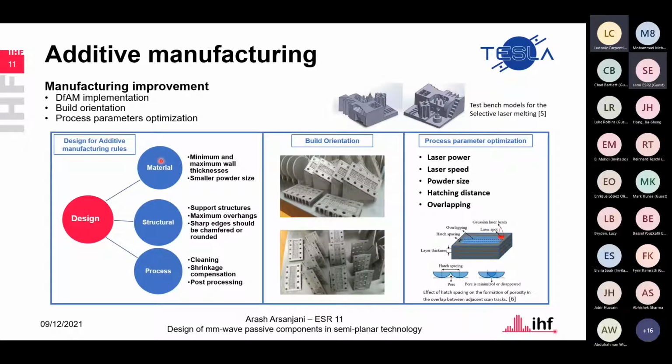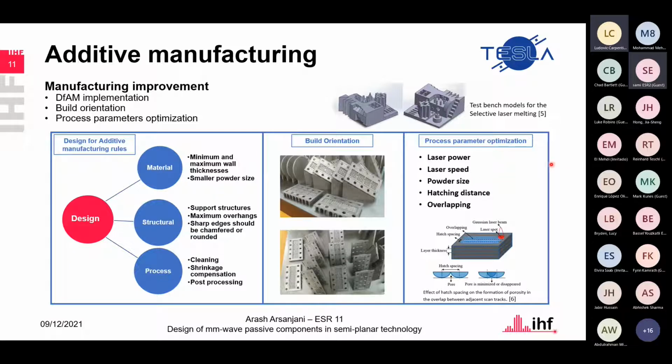So my study contained several steps. I started studying how I can do this improvement through the implementation of design for additive manufacturing rules, how I can modify the build orientation, and how I can use process parameter optimization to achieve what I want. And through learning all of this, I figured out how I can improve the designs that I want to achieve. And at the end, as a suggestion, I would say that anyone who wants to use additive manufacturing should first develop a test bench model so that they can first investigate how they can more effectively manufacture what they want.